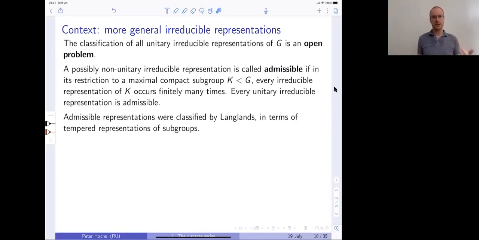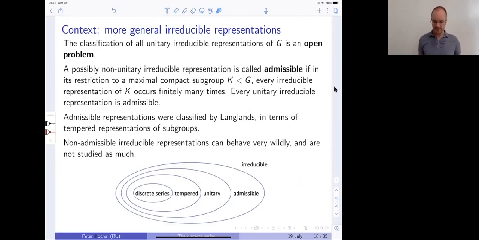It turns out that every unitary irreducible representation of G is admissible. So we at least know where to look for them. And Langlands classified all these admissible representations, assuming we know how to classify the tempered representations. So what he did was, if you know how to classify tempered representations of certain subgroups, that allows you, by an induction procedure that I'm going to talk about later today, to classify all the admissible representations. And if you know all the admissible ones, at least we have some place to look for the unitary irreducible ones, which is what we really are after, but which is a very difficult problem.